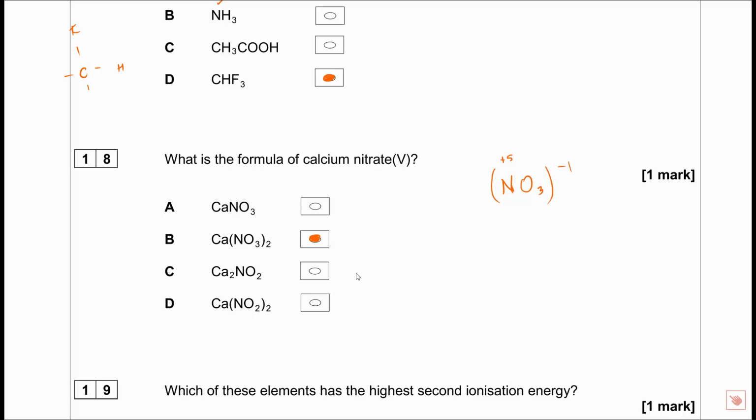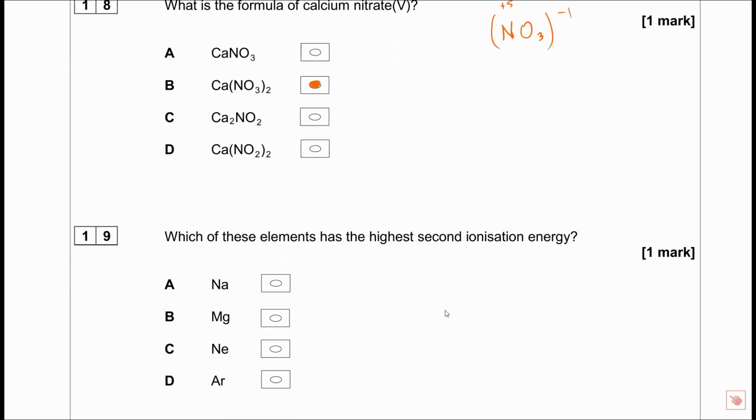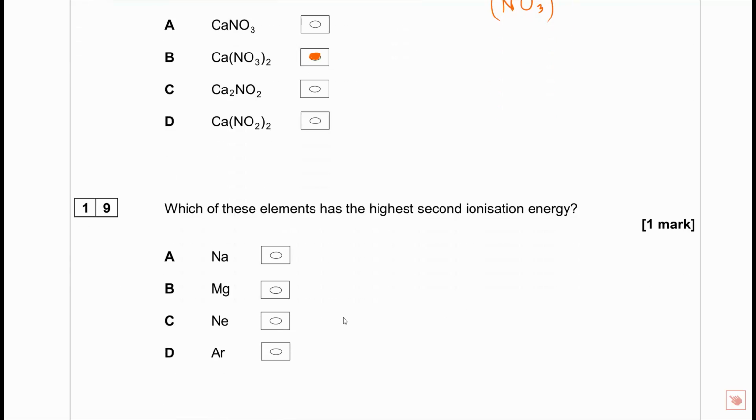18. Yep, 19 down. Which of these elements has the highest second ionization energy? Bizarre question. It's got to be sodium. In sodium, after that first electron is taken, we drop down into that next shell. Big jump there, massive. Magnesium is still in the same one. Neon is the same one again. Argon's the same again. So it's got to be sodium, because after that first electron, we drop down into the next energy level, much higher.